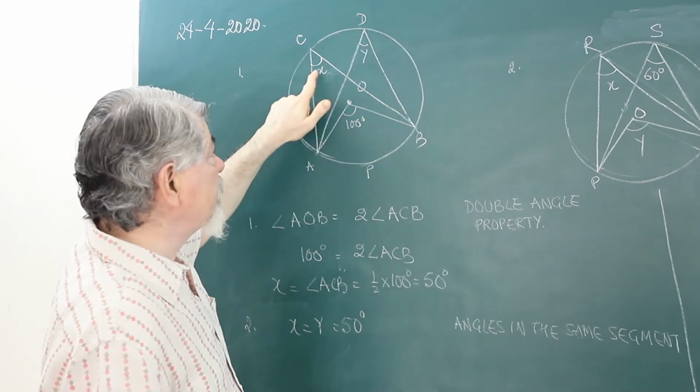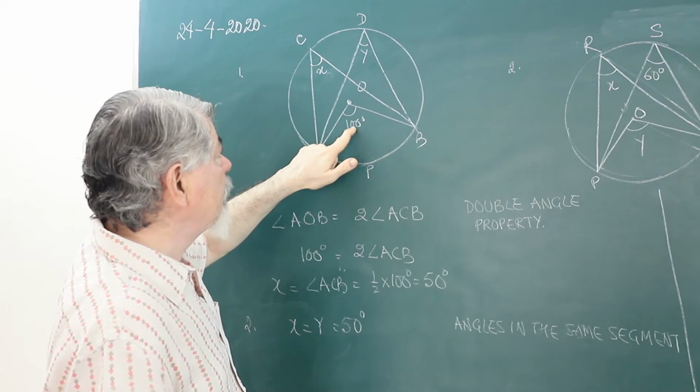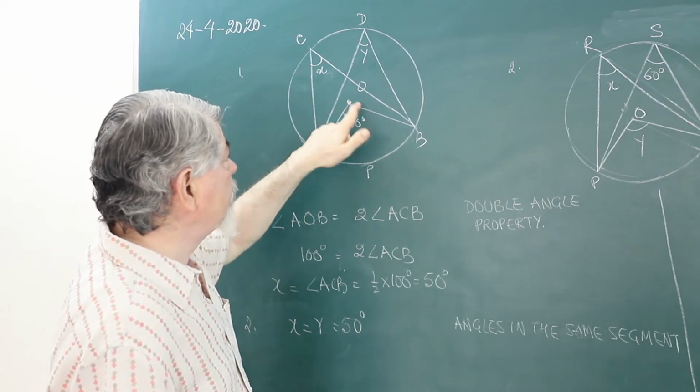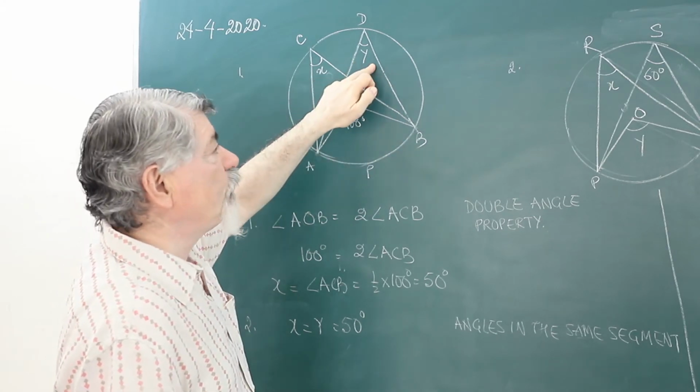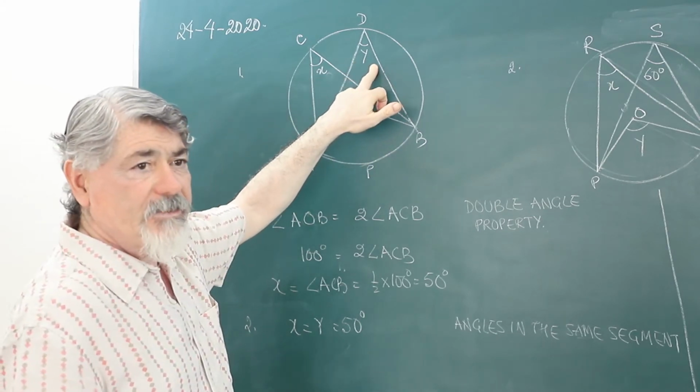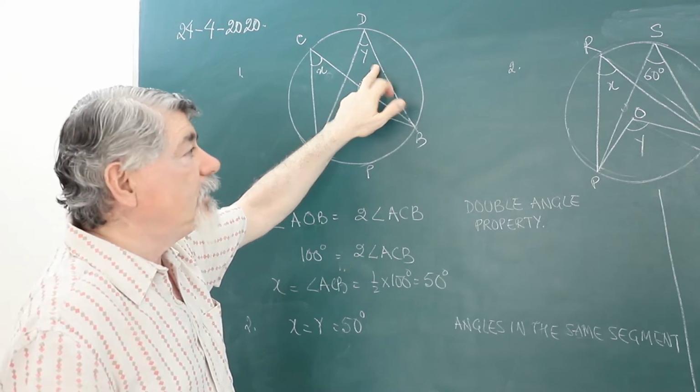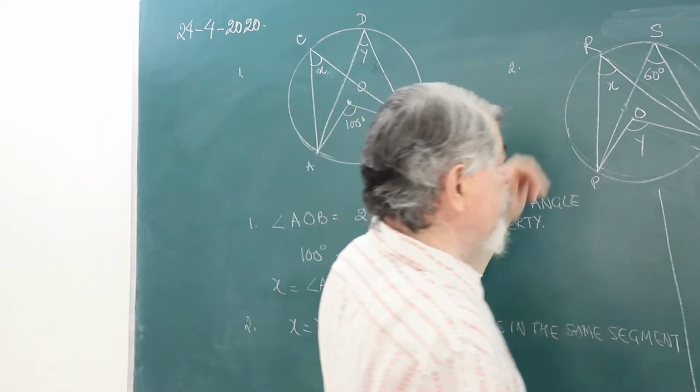So the relationship is that X will be half of 100, or this AOB will be double of ACB, and X will be equal to Y. Why? Because angles in the same segment of a circle are equal. Now let us see question number 2.